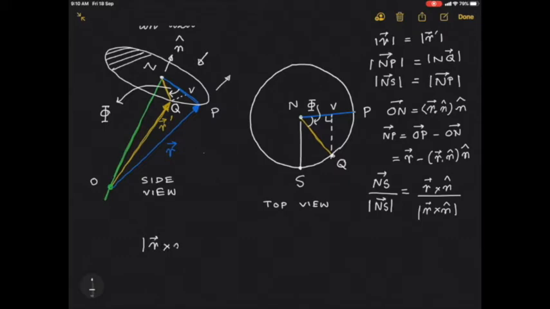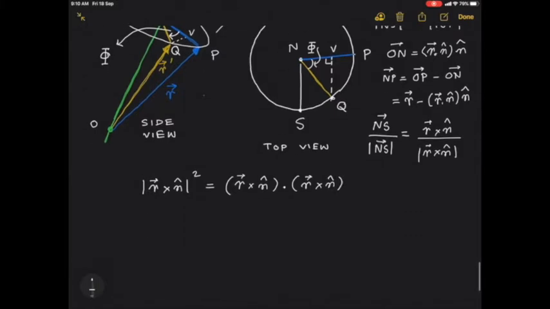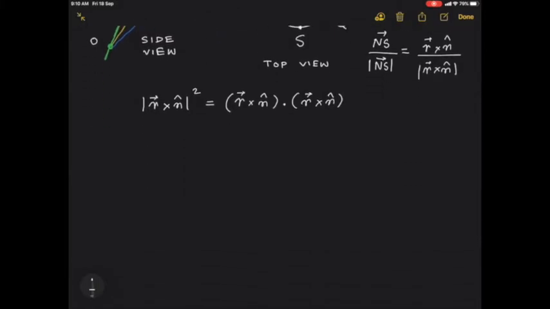Now, before going further, let us check what is the modulus of r cross n cap. It is easier to calculate the square of that. That is nothing but r cross n cap dot r cross n cap.